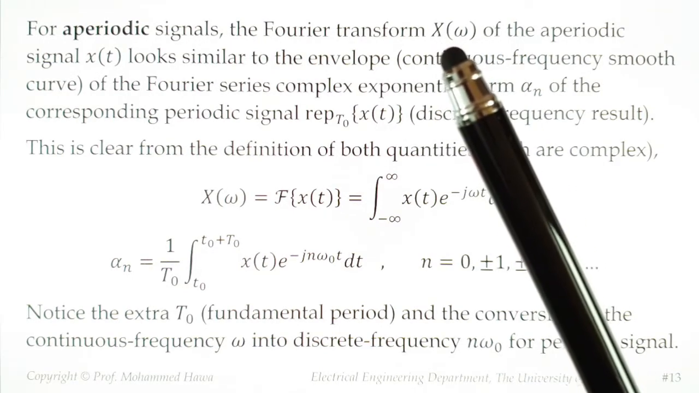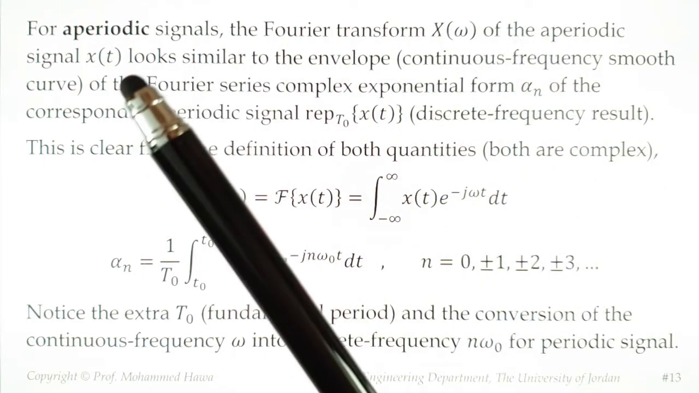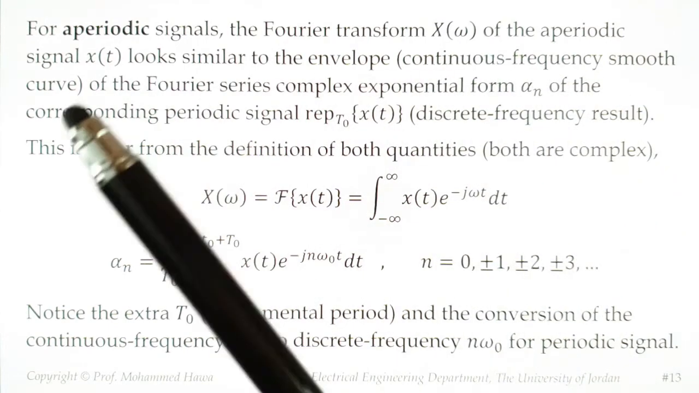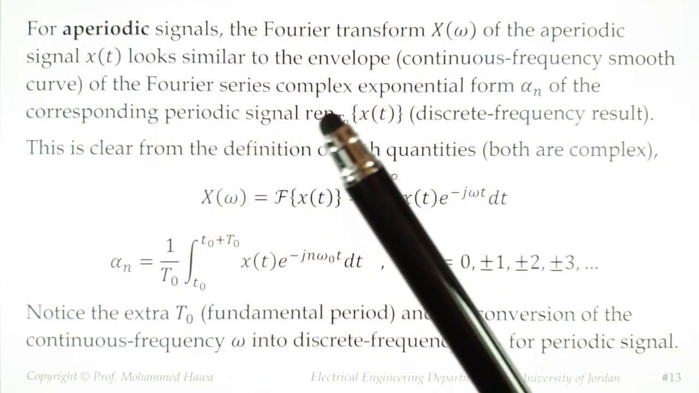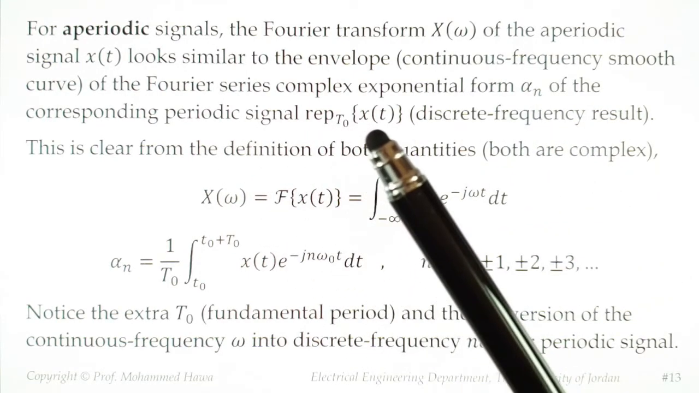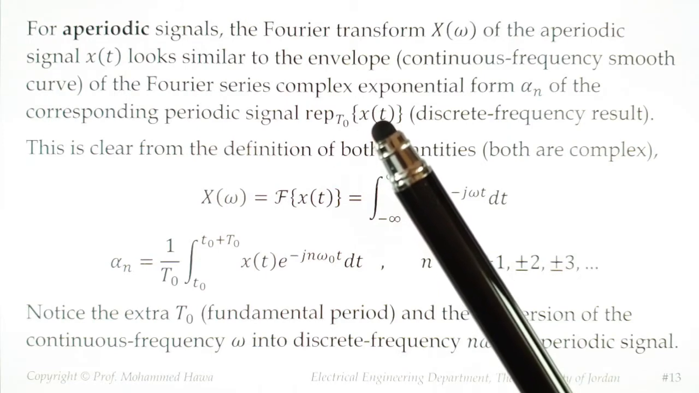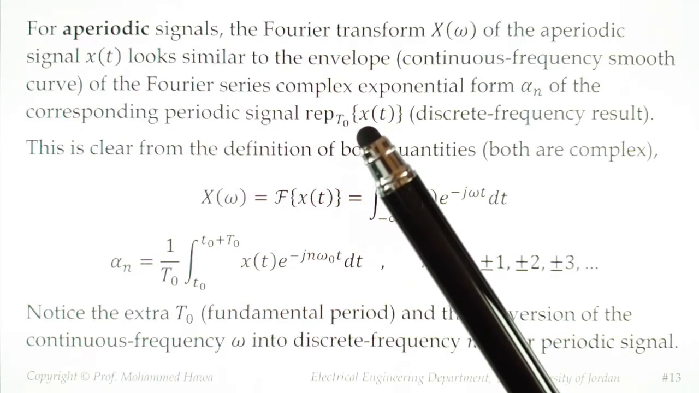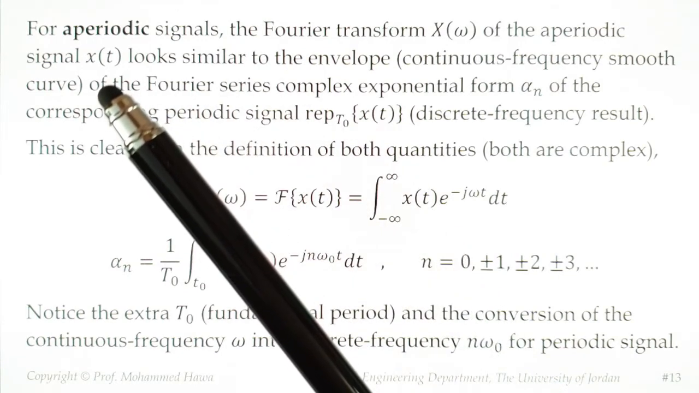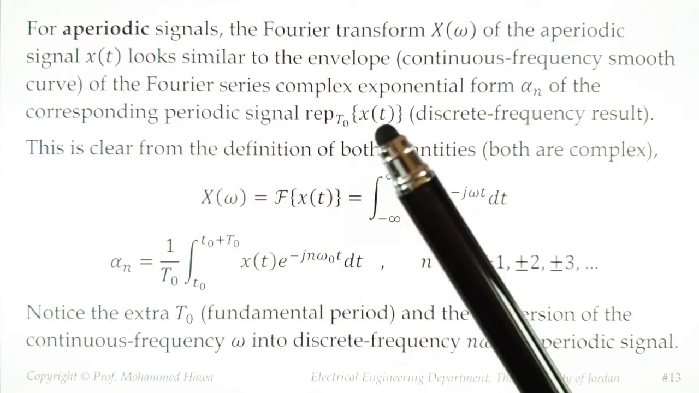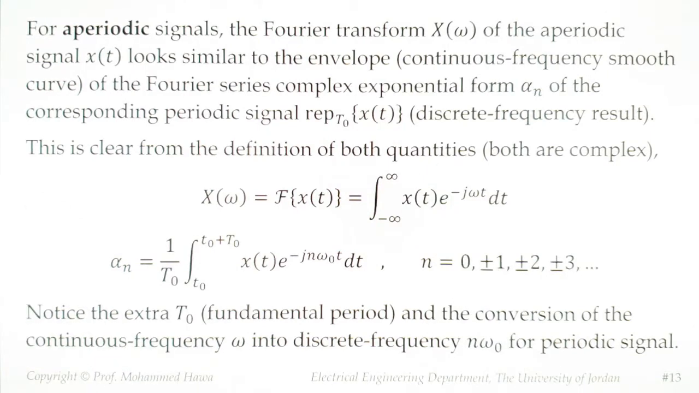Because the Fourier transform X of omega of the aperiodic signal x of t looks quite similar to the envelope, which means its continuous frequency smooth curve, of the Fourier series complex exponential form alpha n of the corresponding periodic signal, repeated x of t. So if your x of t is aperiodic, but you create a repeated x of t periodic signal, your aperiodic signal will have a Fourier transform that looks very similar to the envelope of the Fourier series of this repeated x of t. Don't worry if you don't understand this completely. I'm going to show you an example in a second.